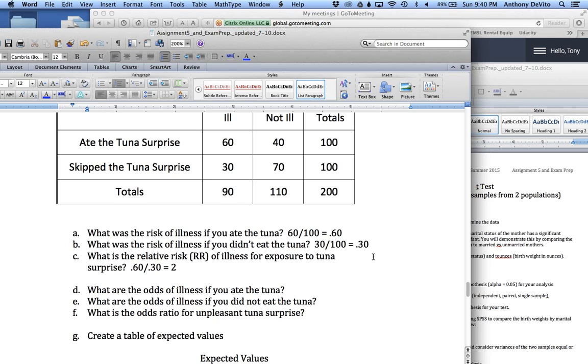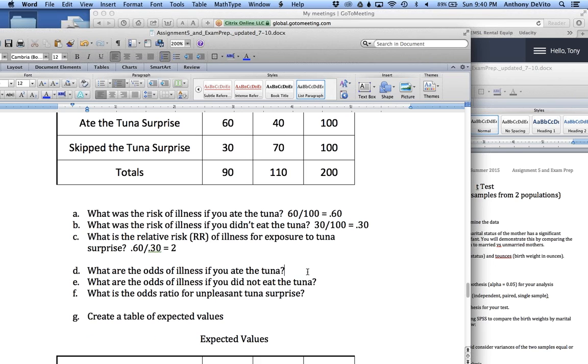To get sick if you ate the tuna surprise versus if you didn't. Now the question is, is that increased rate due to chance, just sampling error, or does it really indicate that eating the tuna surprise puts you at greater risk for getting sick? Well, we're going to take a quick look at that in a moment. Okay, but let's get to this odds stuff.